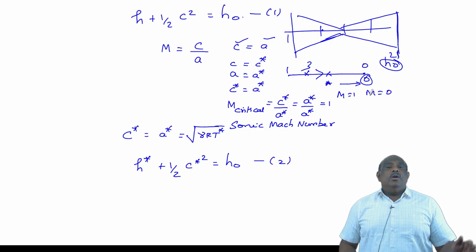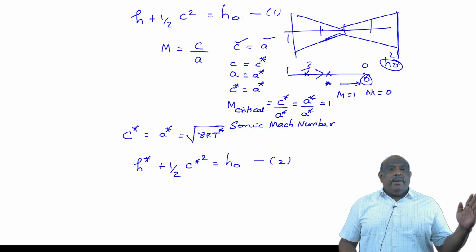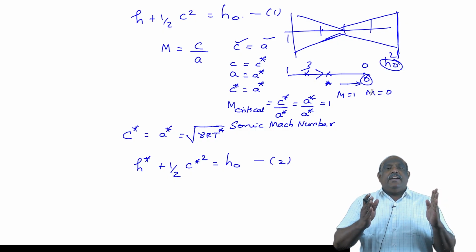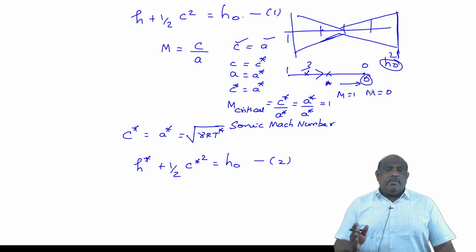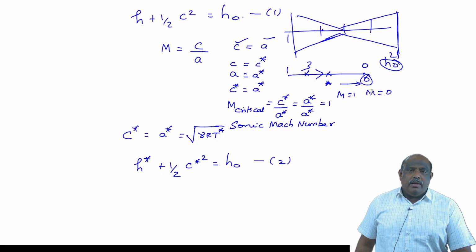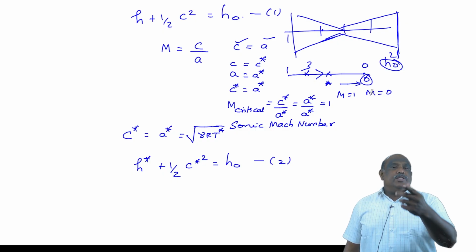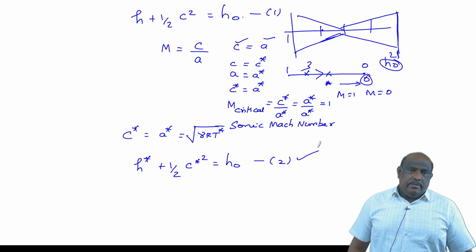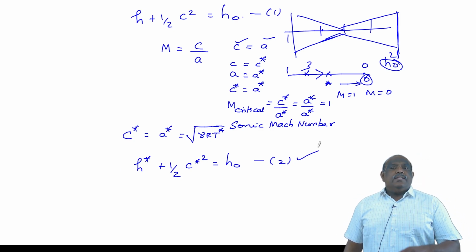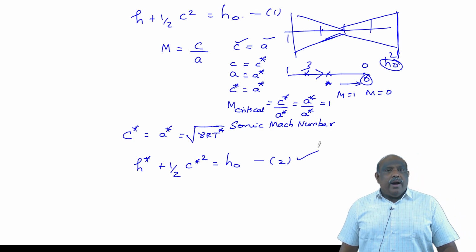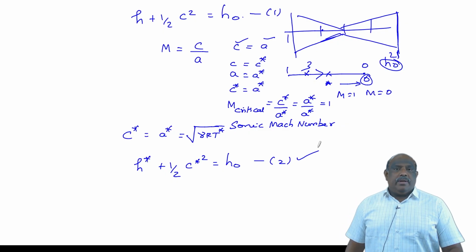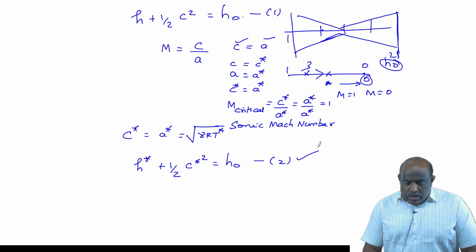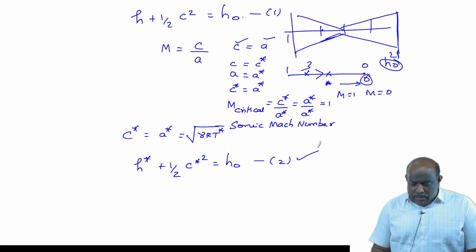Got the logic? I am starting from Mach number equal to 1 and adiabatically decelerating such that my Mach number becomes 0, because C2 is 0. So equation 2 is also one of the conditions of equation number 1, where the inlet Mach number is 1. Good. So H star plus half C star squared is equal to H naught.